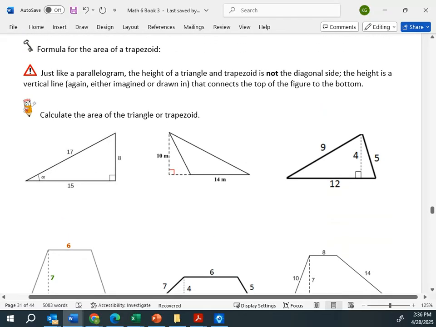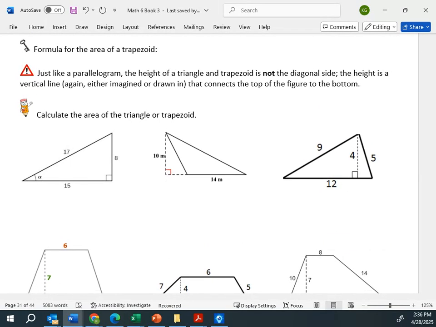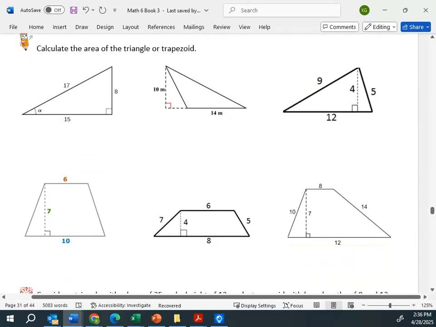It says, just like a parallelogram, the height of a triangle and trapezoid is not the diagonal side. Do not be distracted by it. The height is a vertical line, again, either imagined or drawn in, that connects the top of the figure to the bottom, and we see that right angle in there. Do not be distracted by slanty side area or lengths. Okay, cross off information that we don't need.